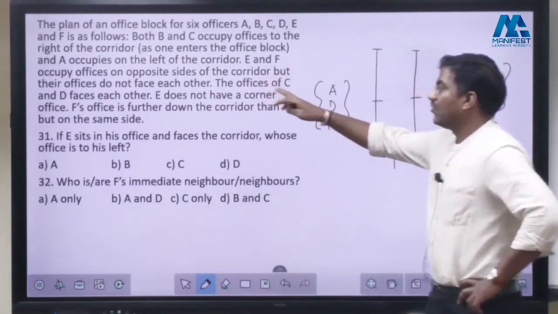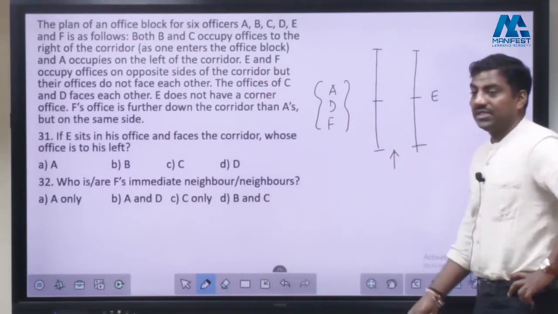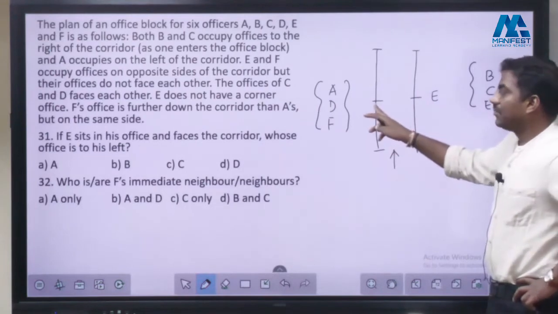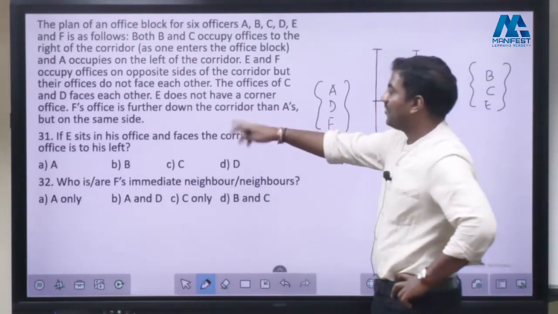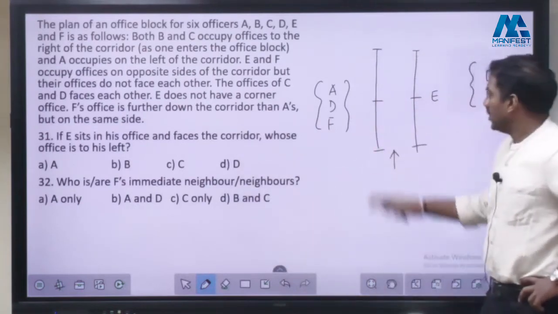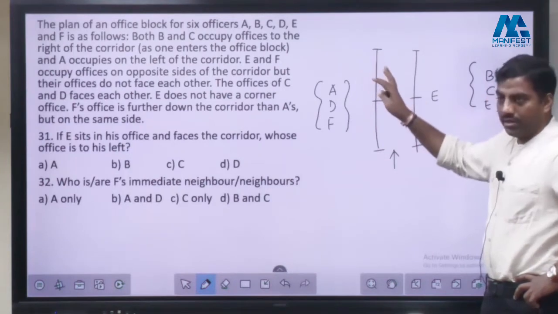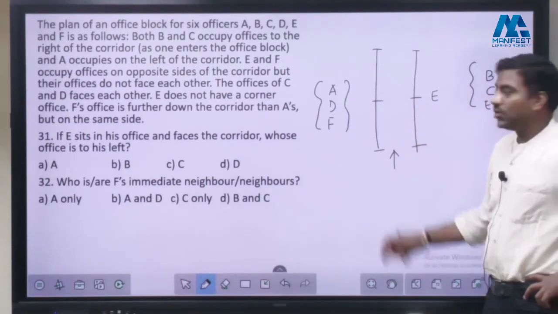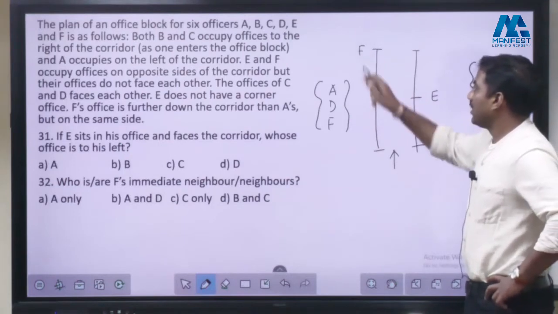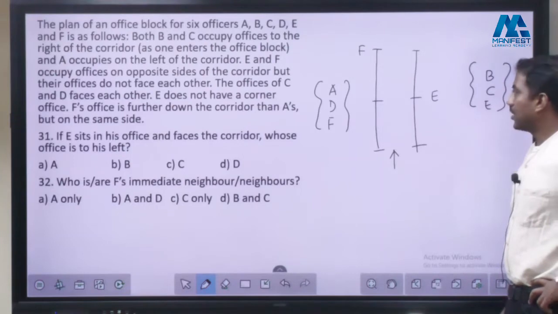E and F occupy offices on opposite sides of the corridor, but their offices do not face each other. So F will not come here. Yes or no? But they have given F's office is further down the corridor. If F doesn't come here, it has to come here or here. But F's office is farther than A's. So F has to come here. Yes or no? F has to come here.